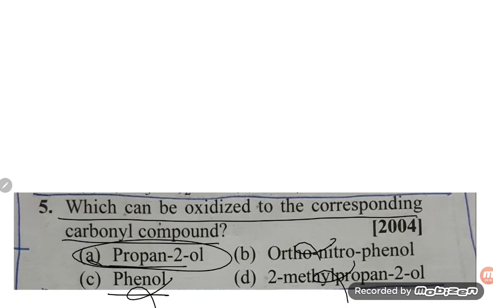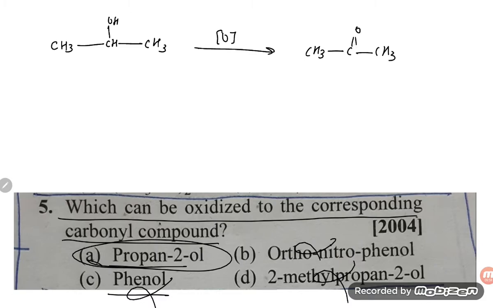So let us see propane 2-ol. CH3, C, here is OH, and here is CH3. If you are oxidizing, dear students, this hydrogen will be removed, so it will give CH3 C double bond O and CH3. So our correct option is option number A. Let us move on to the next question, student.